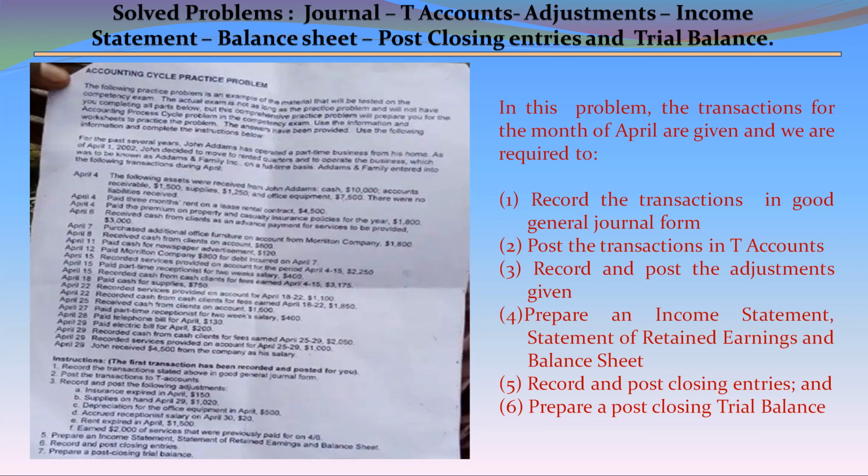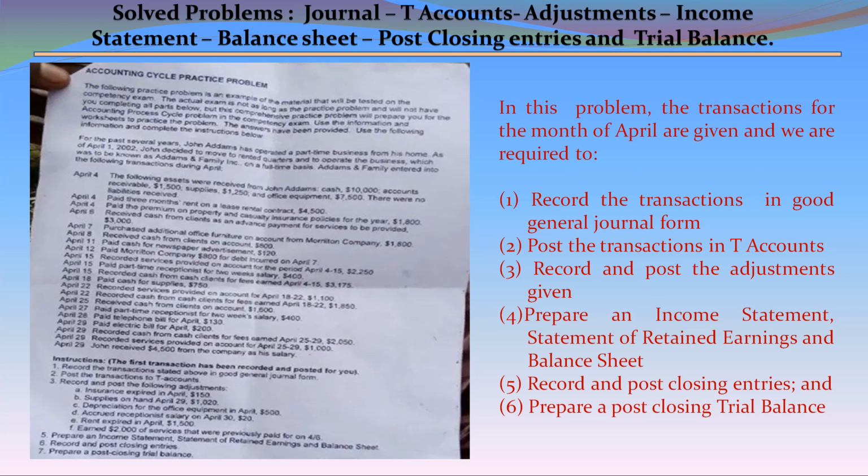Required. Record the transactions in journal form. Post the transactions to T accounts. Record and post the following adjustments. A. Insurance expired in April, 150. Supplies on hand April 29, 1,020. Depreciation for the office equipment in April, $500.